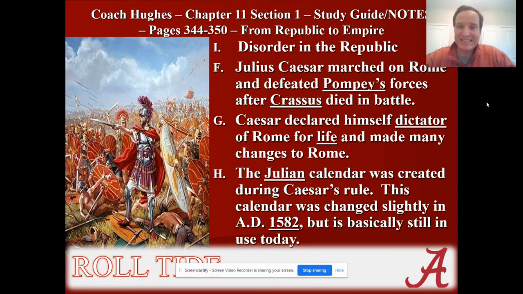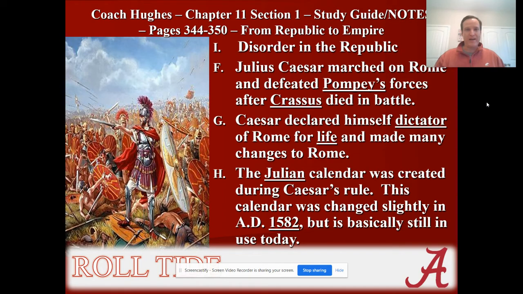Now, Crassus dies in battle, so that basically leaves Julius Caesar and Pompey, and they are two alpha males. And you kind of have the same scenario that you had when Lucius Sulla, the guy we just talked about, and Gaius Marius kind of butted heads. So these two alpha males kind of declare a civil war on each other. Julius Caesar marches on the city of Rome and he defeats Pompey's forces. After this, Caesar declares himself, I am now dictator of Rome for life.